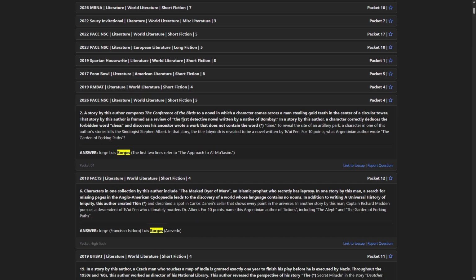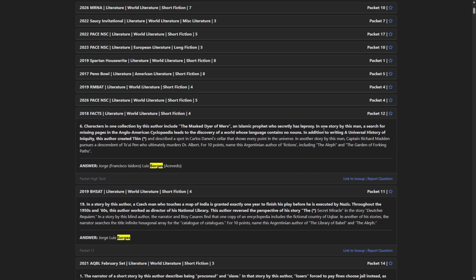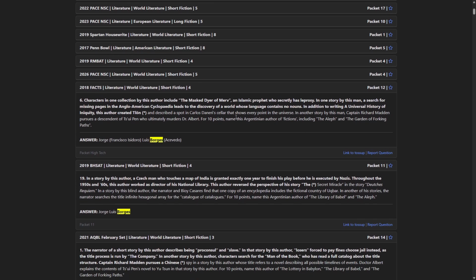Another PACE, very recent here. Here's going to be that forbidden word chess, not containing the word time, and the Artillery Park with the Sinologist Stephen Albert, from The Garden of Forking Paths. We're going to look at just a few more here. So we have the missing pages of the Anglo-American Cyclopaedia, which is going to be for Tlön, Uqbar, Orbis Tertius.